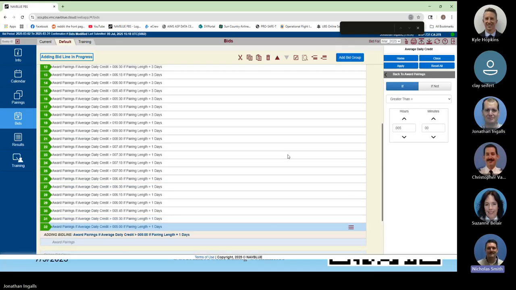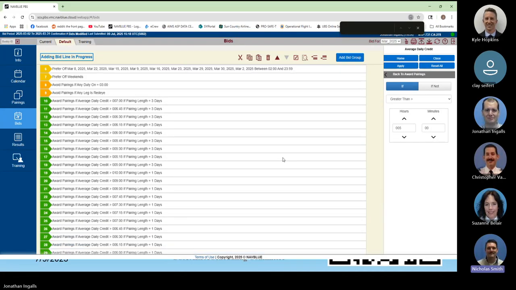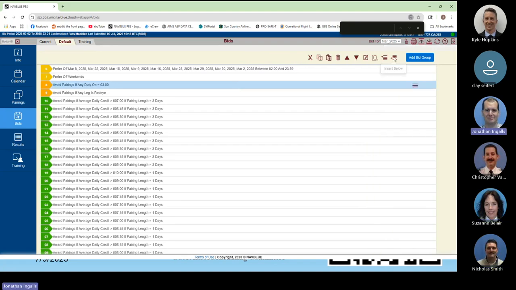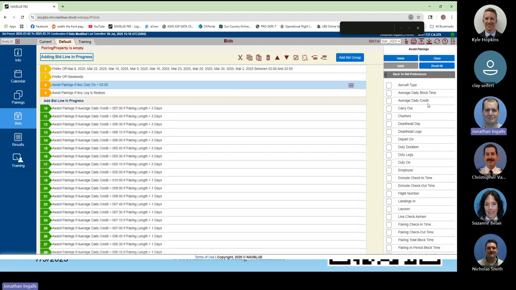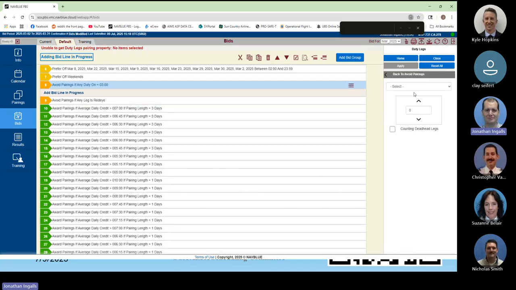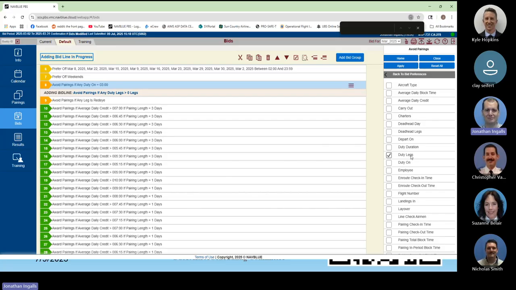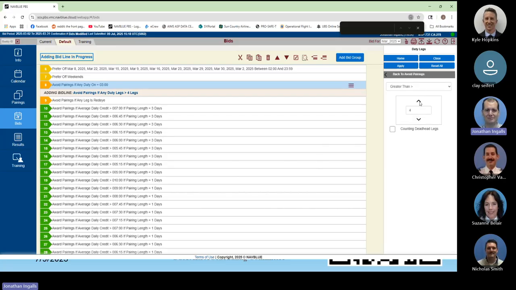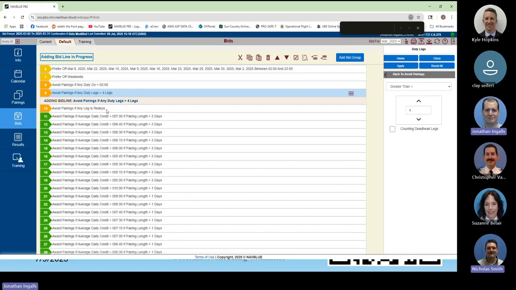If you wanted to avoid some of these charters that have like 6 legs on them in a day, what's the best strategy there? Good question. Let's think. Avoid pairings, duty legs greater than. But this is going to be total duty. Oh yeah, no, that's duty legs. So that's not pairing legs. So duty legs greater than 4, greater than 3. Yeah, I would say 4. 4 is about max brain capacity.